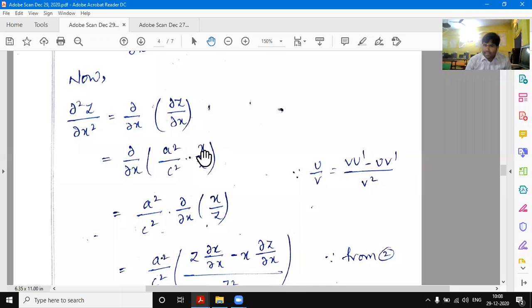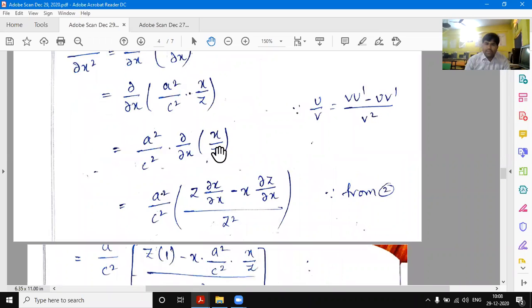Here x is there, and z is there. So z also contains x terms and y terms. With respect to x, in z an x term is there, so you have to apply partial differentiation to z also. A square by c square is constant. So a square by c square into dou by dou x into x by z.